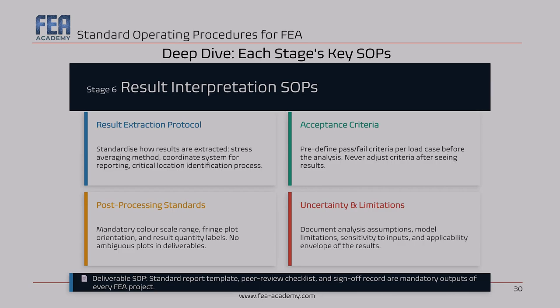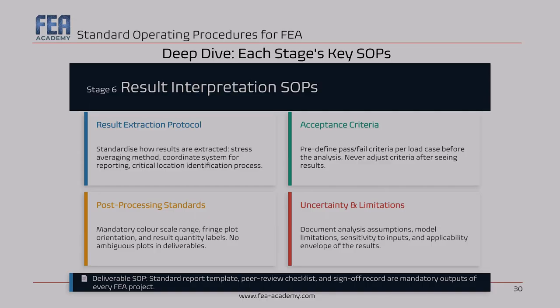I say that because if you define your acceptance criteria after seeing the results, you are not doing engineering. You are doing post hoc rationalization. You may feel like it's judgment. It is bias. The SOP enforces the right sequence by requiring that acceptance criteria appear in the signed analysis plan, which is approved before the run is submitted.